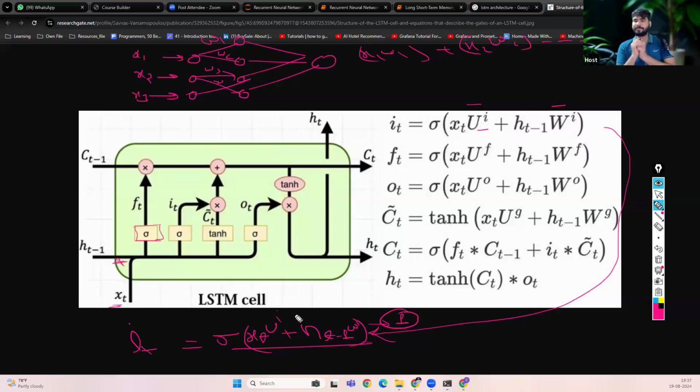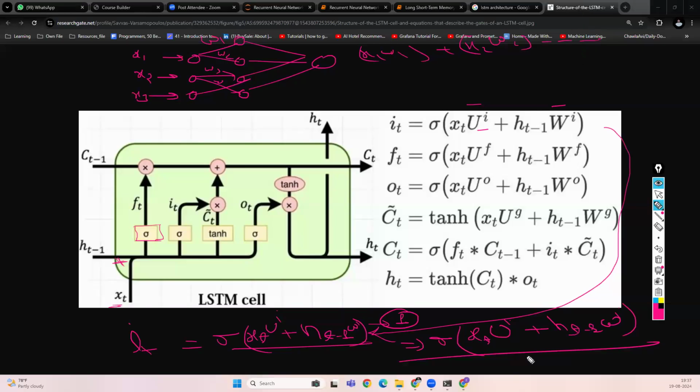Can we write this particular equation like this? If I simplify this, it is sigmoid of x of t u i plus h of t minus 1 w i. Can we write like this? Yes or no? Got this particular point or not? Just let me know once. If no, I will explain again. Jaya, Purnima. Yes, sir. Jaya, got it? Yes, sir.